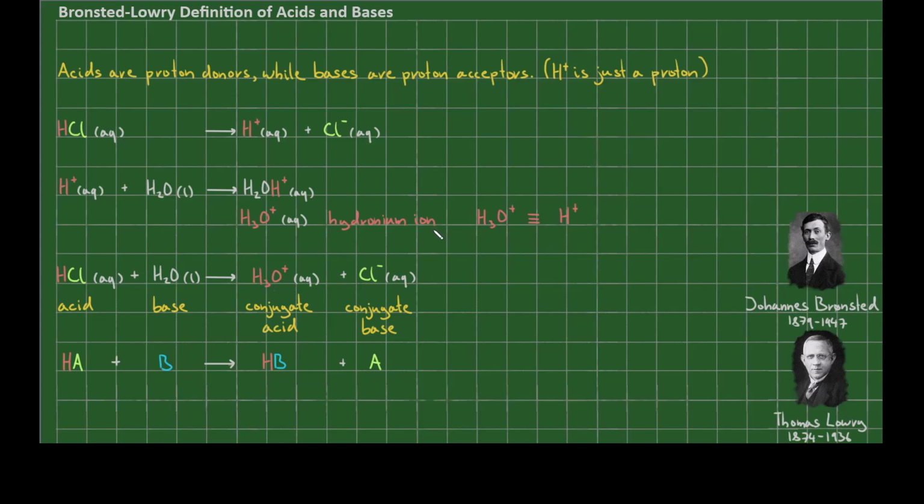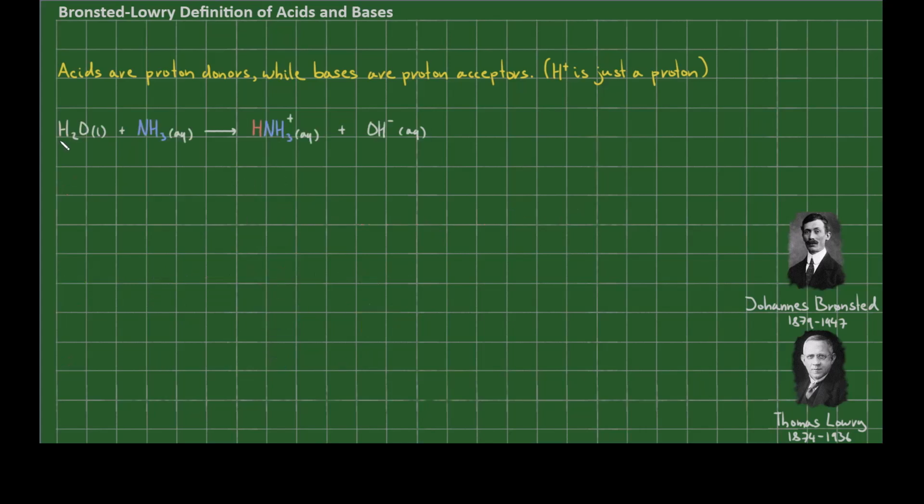Now, how does this help us explain ammonia? Because that was the issue with the Arrhenius definition. We could not clearly see where the hydroxide comes from. Let me get rid of this and bring in ammonia. When it comes to a reaction between water and ammonia, it is the water that will act as an acid. It will donate its proton to ammonia, converting ammonia into ammonium, and in the process we will generate a hydroxide ion.